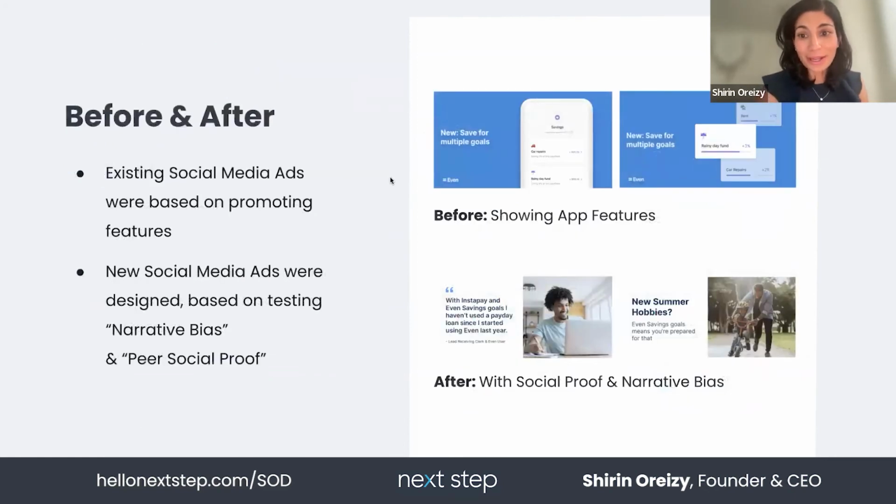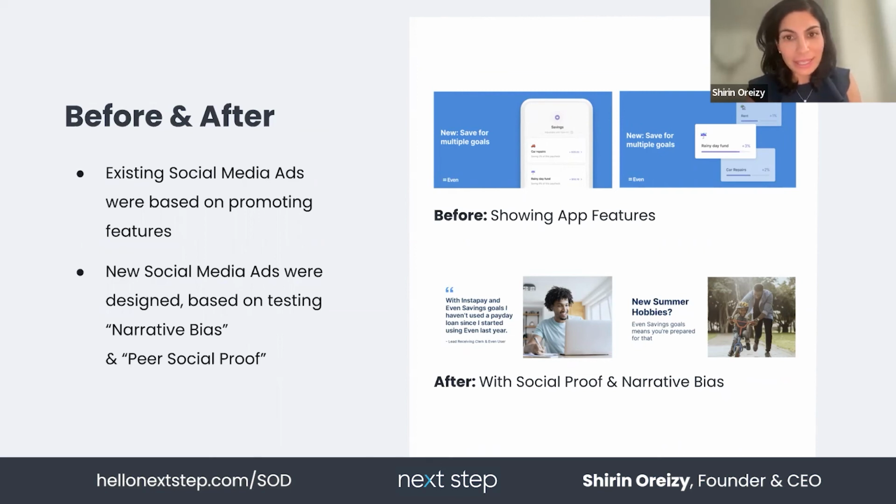Another example is for a client of ours. They're a financial technology solution, and we see this very commonly. So before in their social ads, they were basically showing the features of their app to try to get users to sign up for their services. And when we designed our intervention with social proof, we actually picked out use cases of what peers and people like the employees that were using their solution or using the money for.